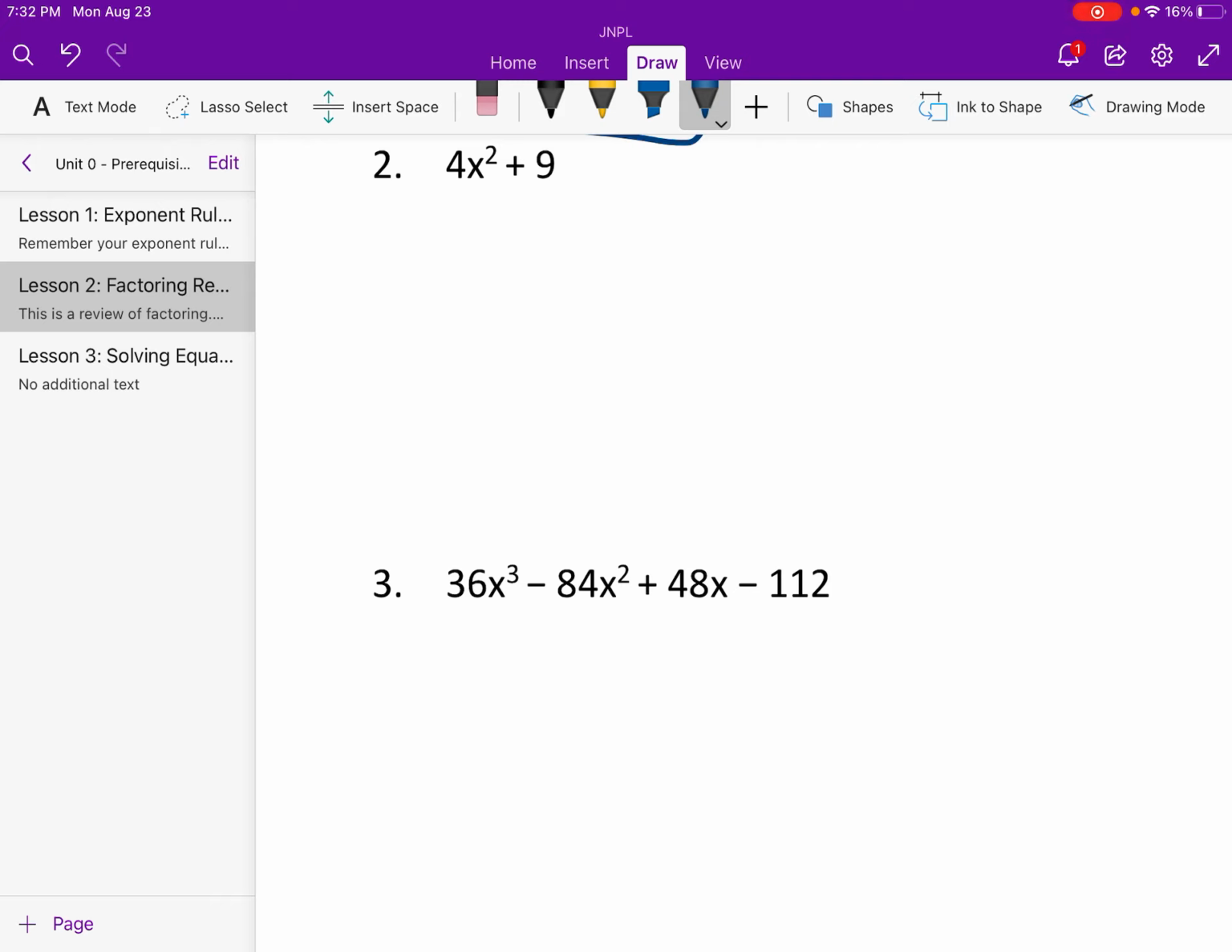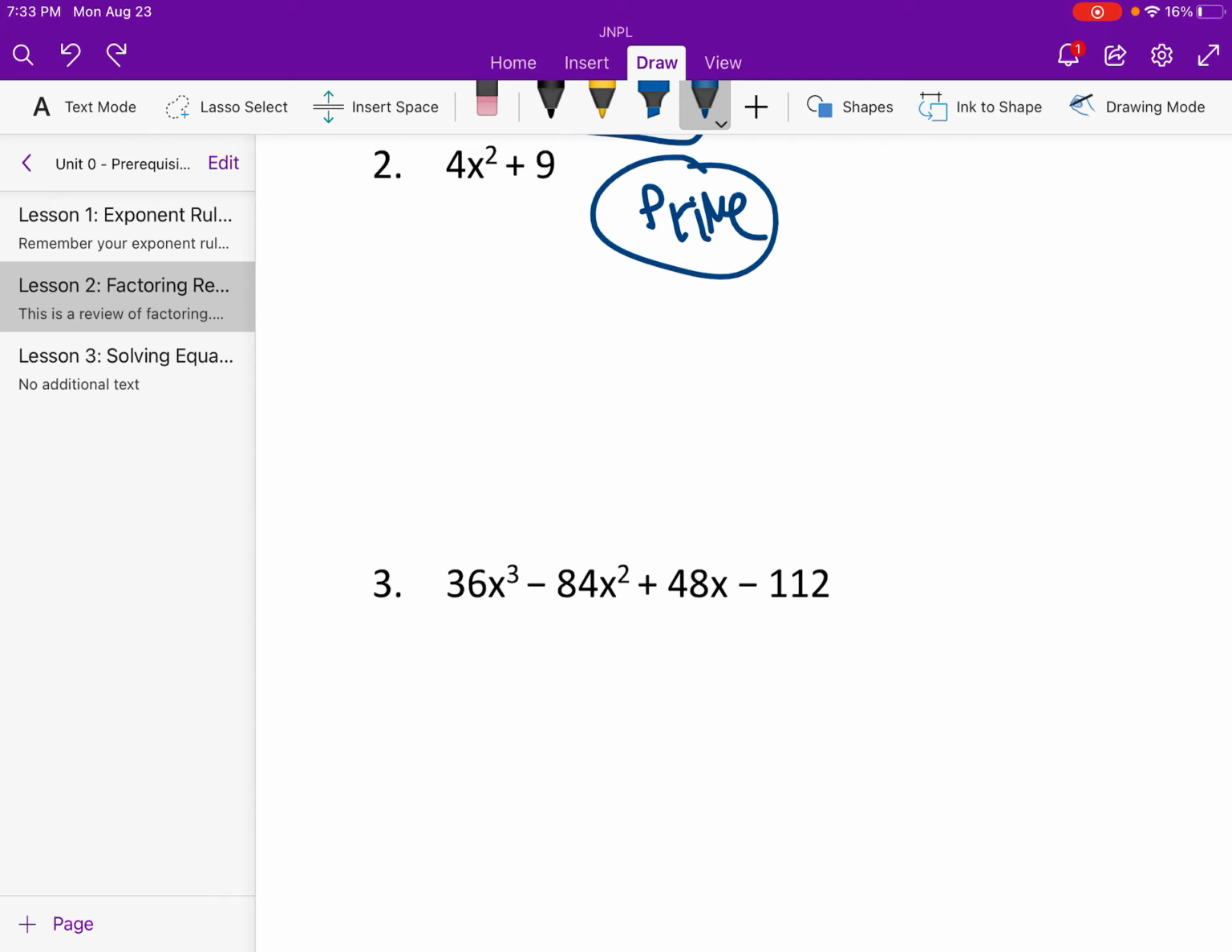We know that 4x squared and 9 are perfect squares, so can we take the square root? No, and the reason is that plus. So this is what's called prime, meaning you can't do anything more.